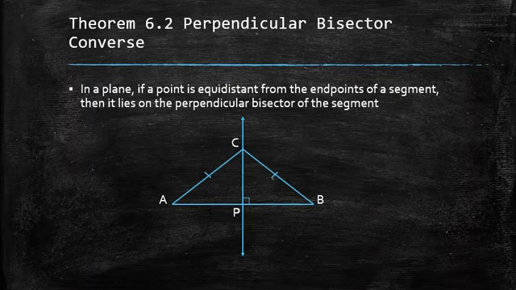The perpendicular bisector also has a converse, which states that in a plane, if a point is equidistant from the endpoints of a segment, then it lies on the perpendicular bisector of the segment. In this example, if the length of segment AC is the same as the length of segment BC, then point C must lie on the perpendicular bisector of the segment AB.